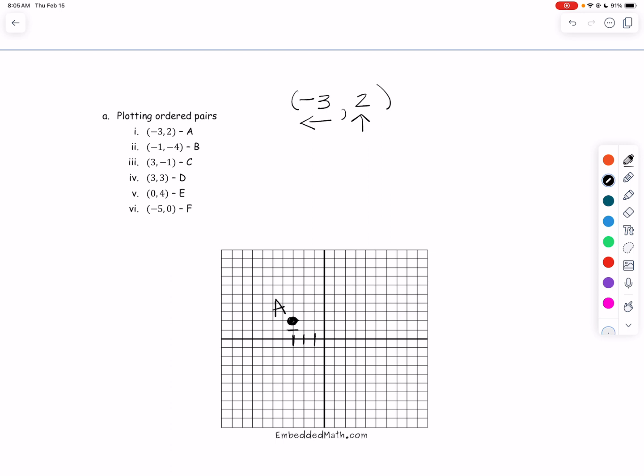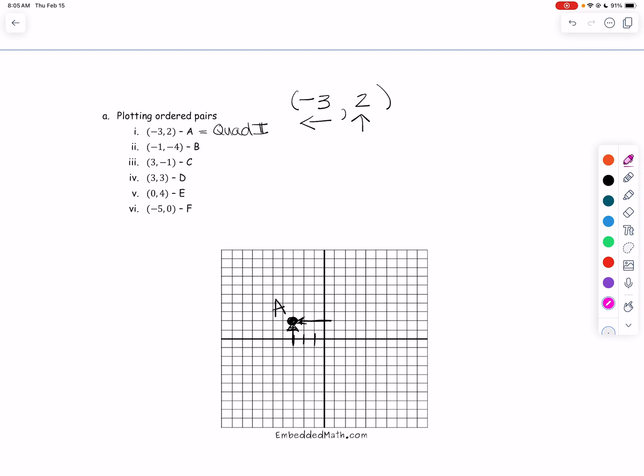It's basically the intersection of where it hits on the y-axis and where it hits on the x-axis. So I just go in the x direction first and go in the y direction from that point, and then you will have that location. And this is in what we call quadrant II.